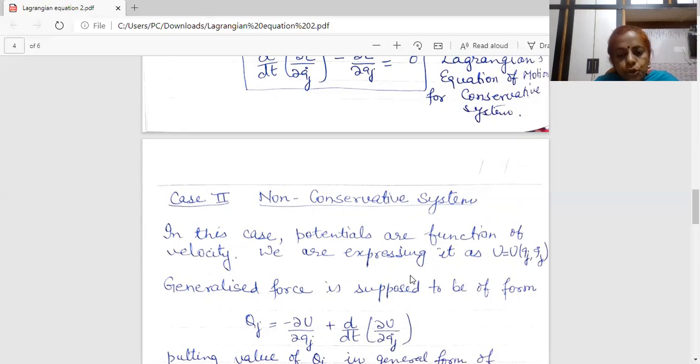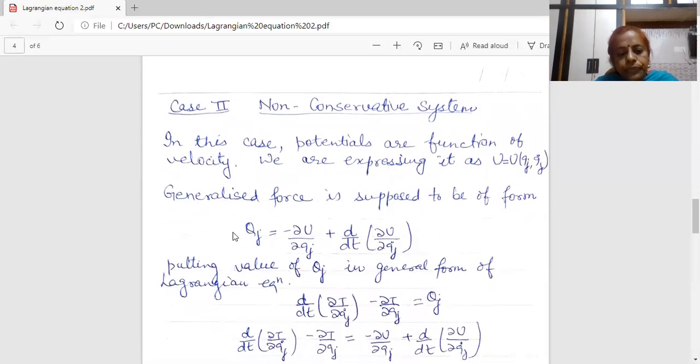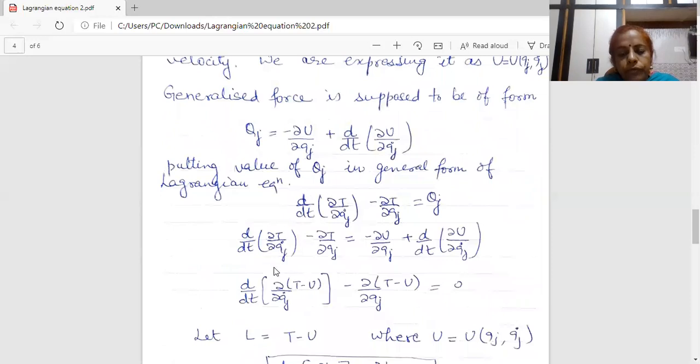So I am assuming that the generalized force, which is capital Qj, is of the form minus del U upon del Qj plus d by dt del U upon del Qj dot. As in a non-conservative system, I have found the value of capital Qj and substituted it in the general form, the same process here I am adopting. I am using the general form and putting the value of capital Qj. So substituting the value of capital Qj, I got this expression.